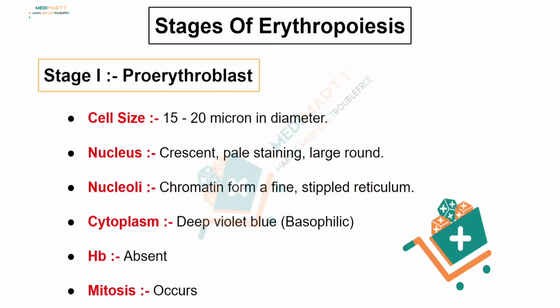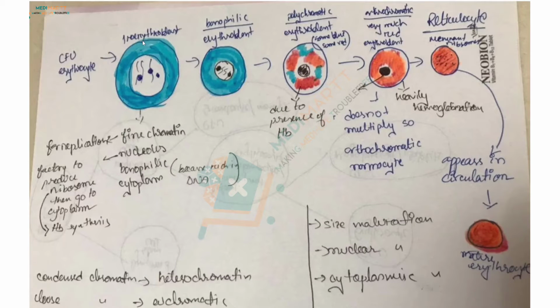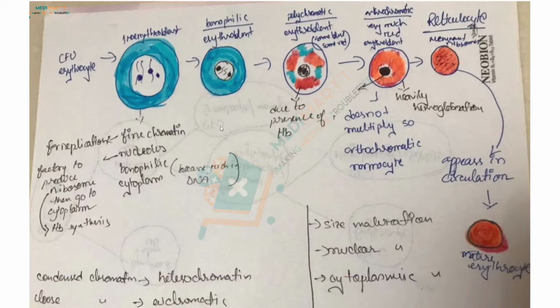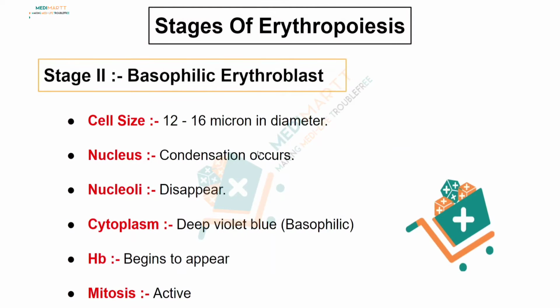So you can see this is the proerythroblast. This is a handmade diagram by our teammate. This blue color is fully the cytoplasm. That is why it is basophilic, and hemoglobin is absent here. Mitosis is occurring here. That's the thing. Now moving on to the next one, that is the basophilic erythroblast.